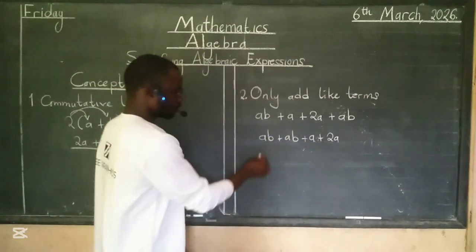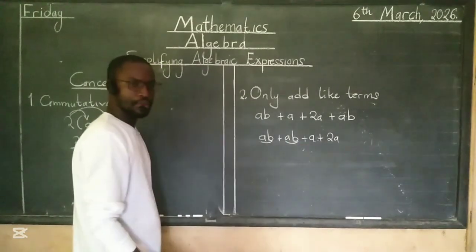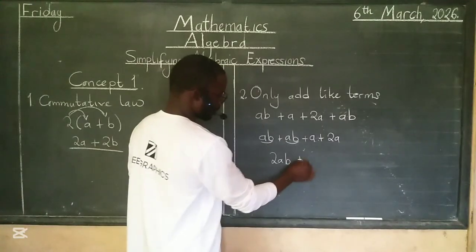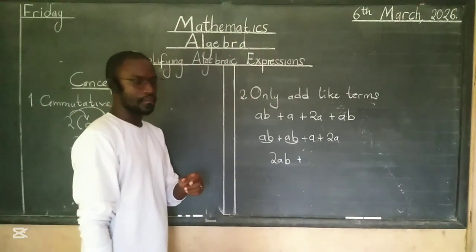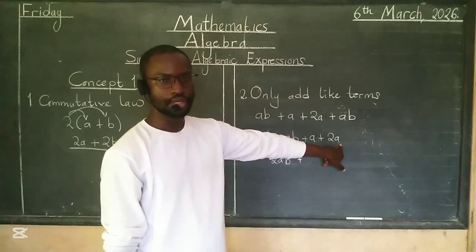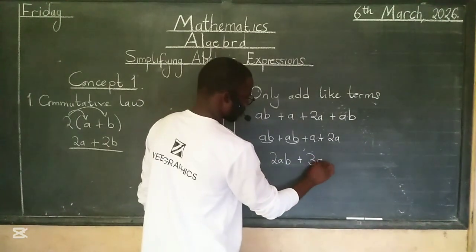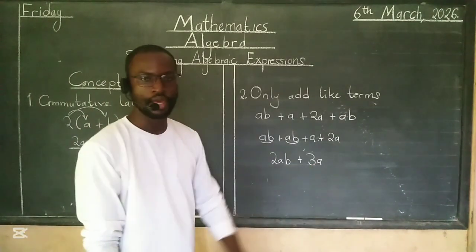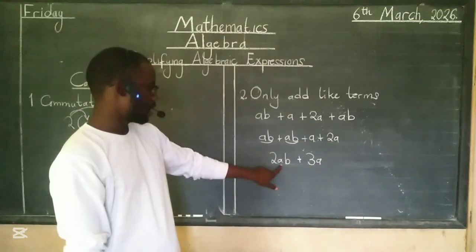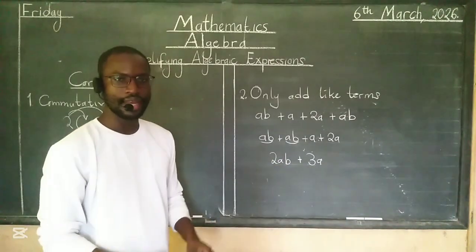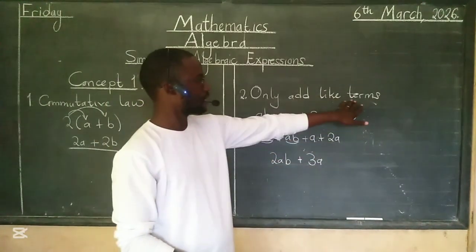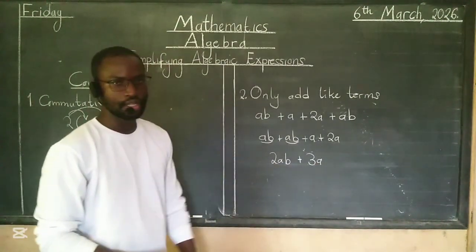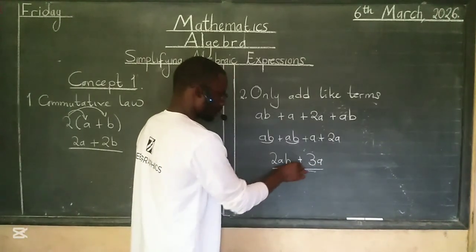ab plus ab. Think of ab as one thing. ab plus ab means you have how many abs? 2. So it's 2ab. Then a plus 2a: apple plus 2 apples gives us 3 apples. Now here I have 2ab plus 3a. Can I add these? No. ab and a are not like terms. By like terms, I mean things that are exactly the same. These are not the same, so this expression ends there.